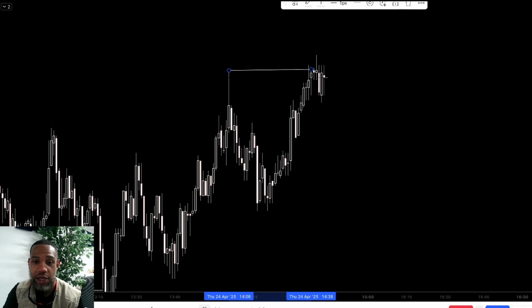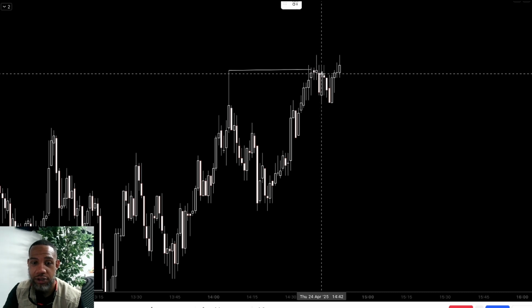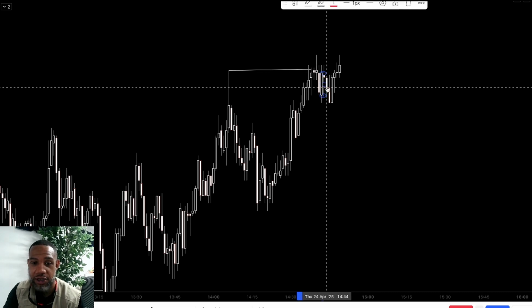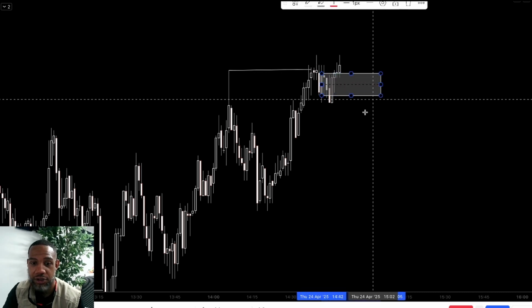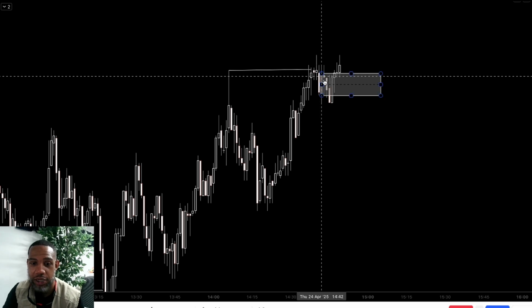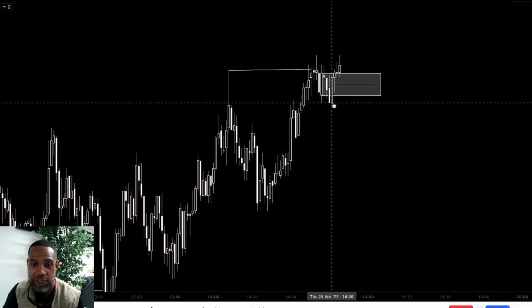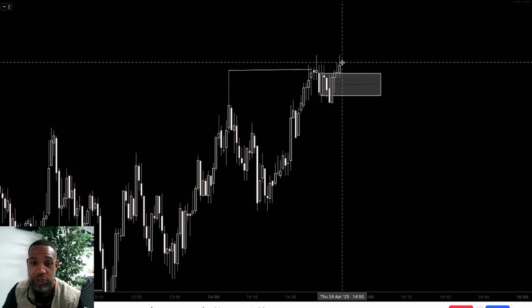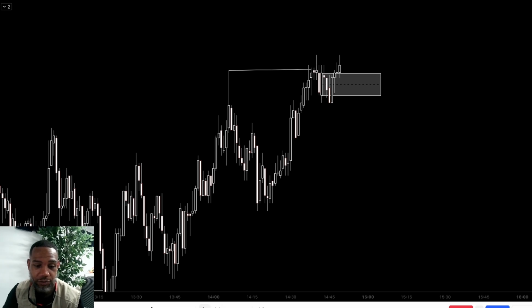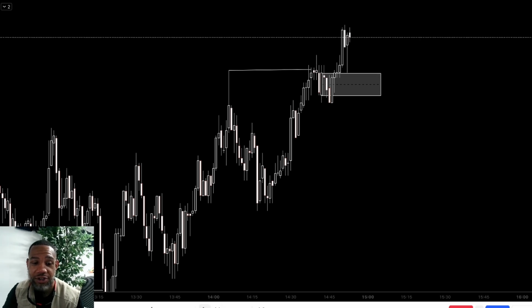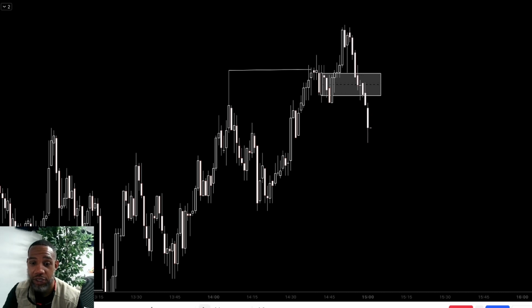Now we're waiting for a setup. So right here we see our order block. That is the beginning of the breaker. The order block is by closing here, and then we want to see a higher high for the breaker, which we get right there. Now to completely validate this breaker, we need a lower low, which we get right here.